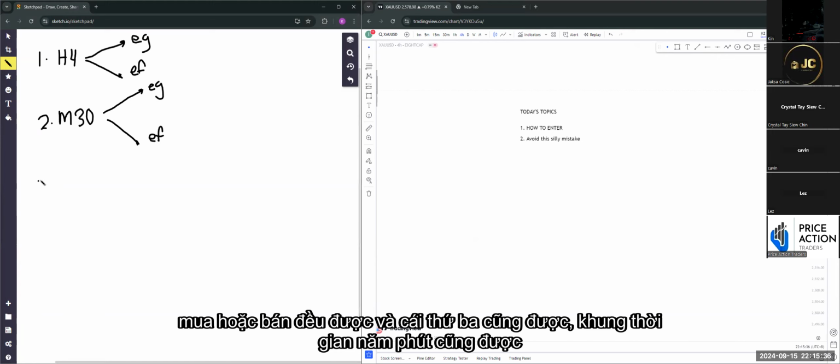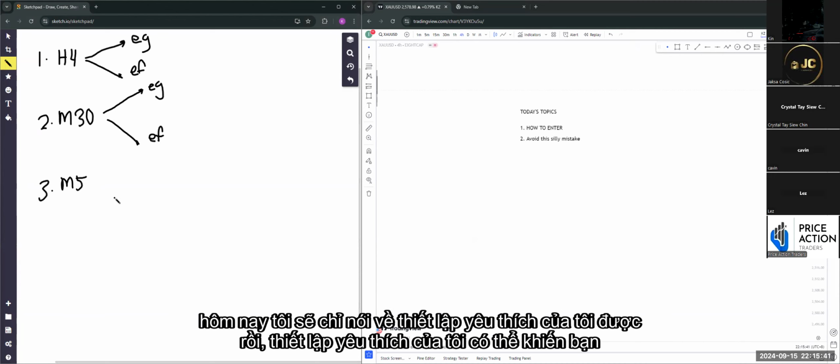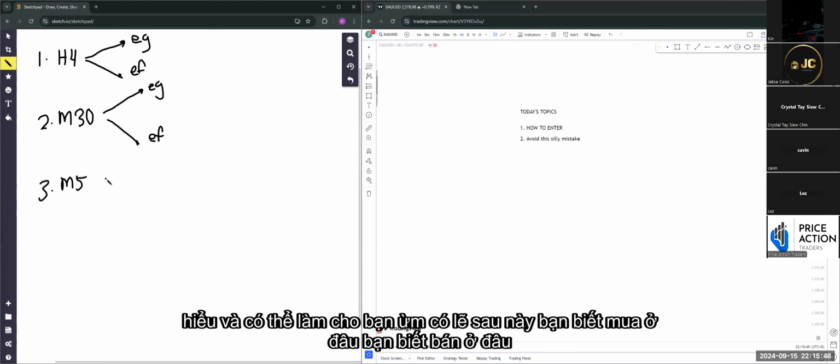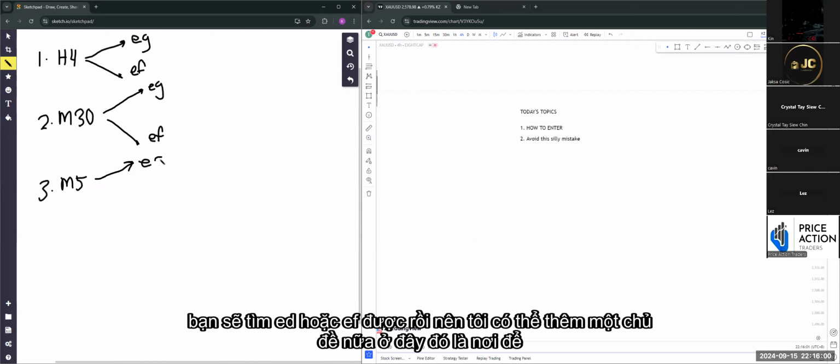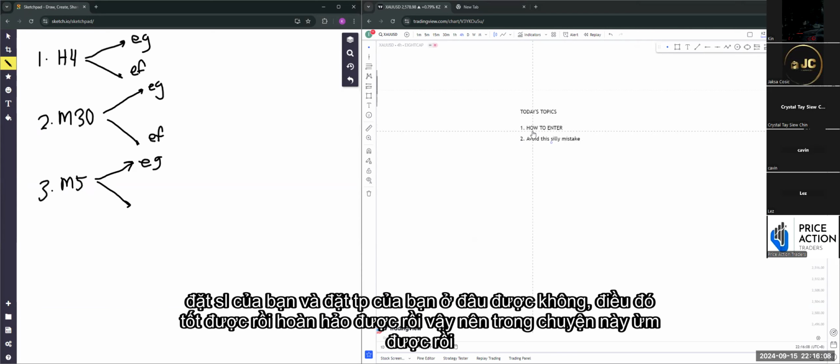And then the third one is the 5-minute time frame. Today I'm just going to talk about my favorite setup, which can make you understand, and maybe after this you'll know where to buy, where to sell, how I got this buy and how I got that sell. On the 5-minute time frame, you're going to look for EG or EF. Here I might add one more topic, which is where to put your SL and where to put your TP. Is that good?